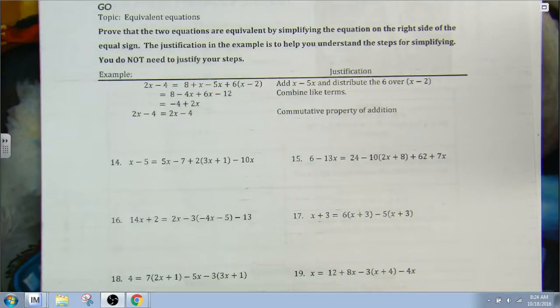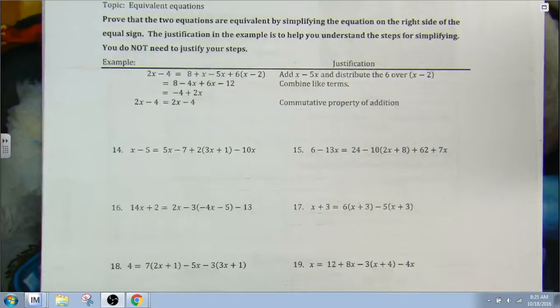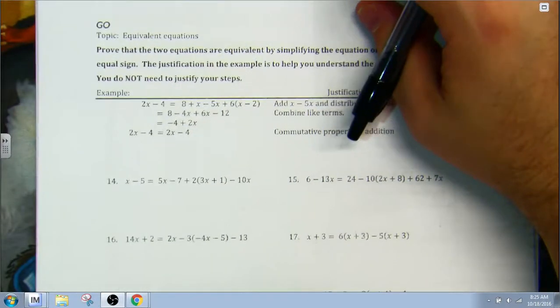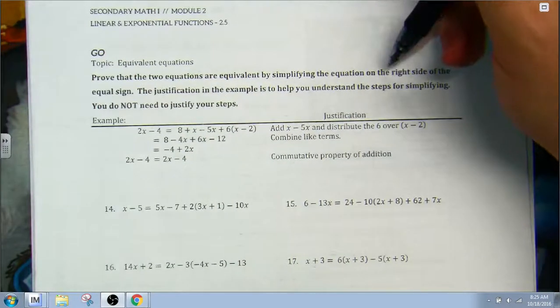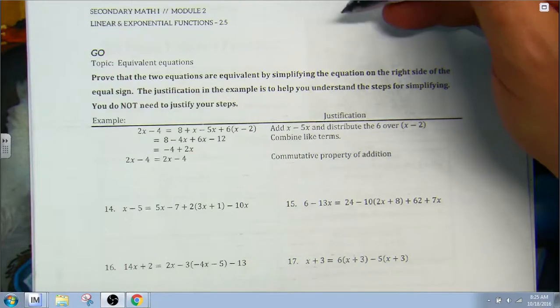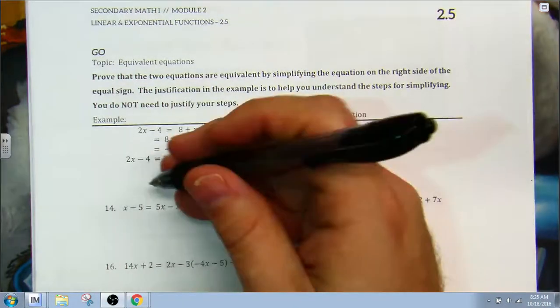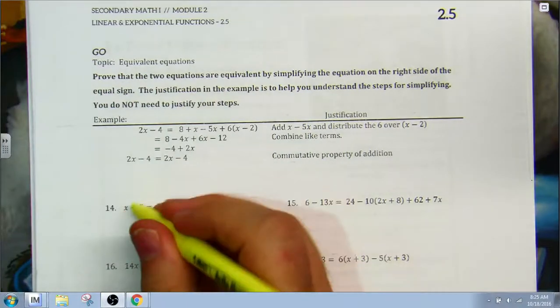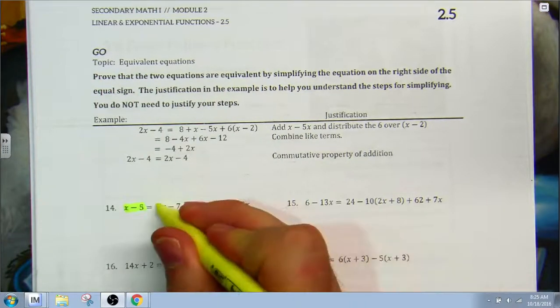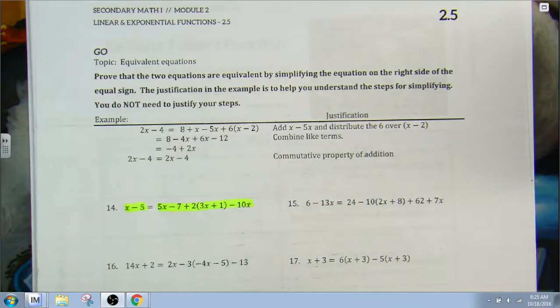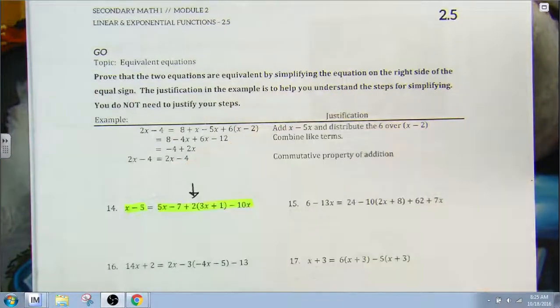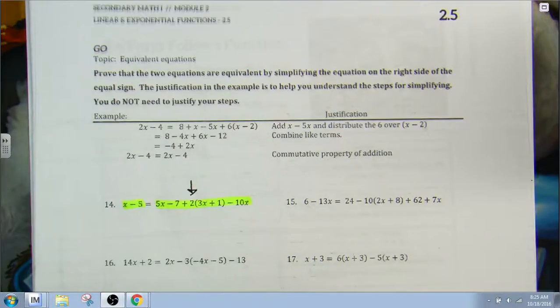What do we have here? Prove that the two equations are equivalent by simplifying the equation on the right of the equal sign. The justification in the example is to help you understand the steps, but you don't have to do the justification. So pretty much what I'm trying to do is prove that this equals all of this nonsense. So what I'm trying to do is get this to look like x minus 5. So let's see what I need to do.